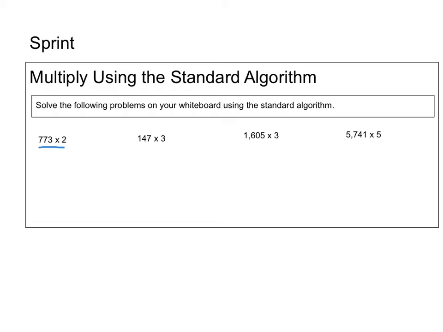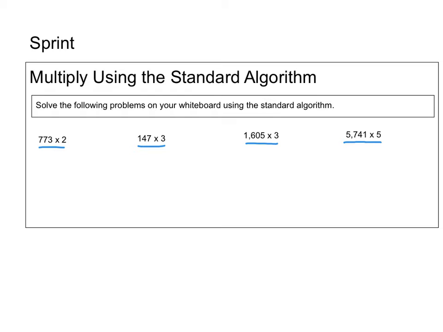773 times 2, 147 times 3, 1,605 times 3, and 741 times 5. I am going to do these, but I want you to do them first. I don't want you to sit there and just let me do the work. So we're going to start with the first one, 773 times 2. Right now I want you to do this on your whiteboard, or you can do it on your piece of paper, but I want you to pause the video and do this problem.